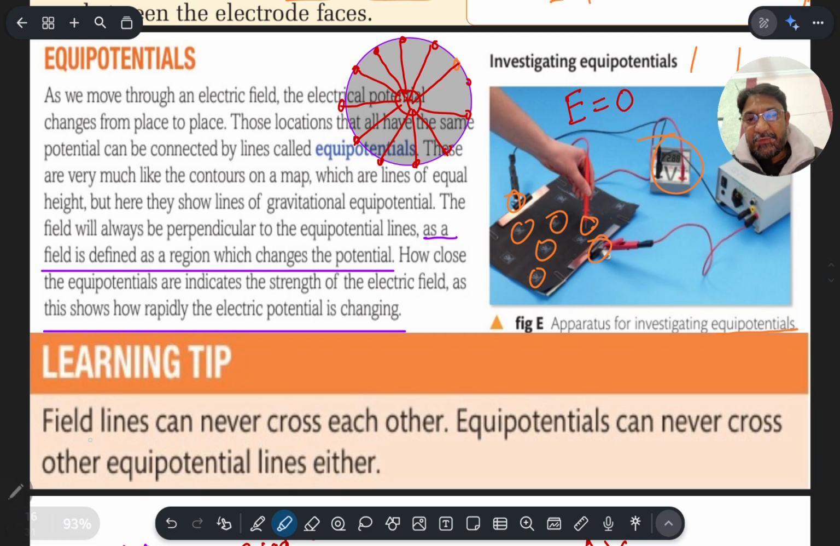The field lines can never cross each other, and equipotentials can never cross each other either. These are some important points you have to keep with you while you are discussing this topic.